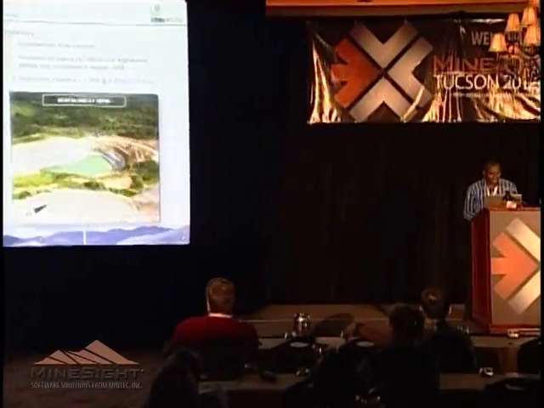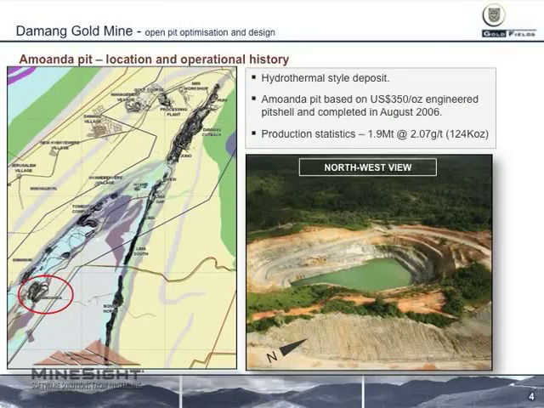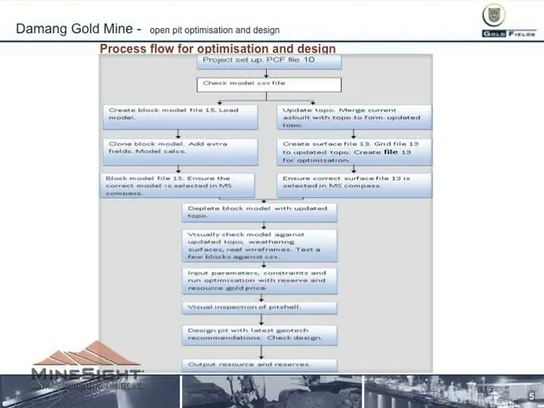The Amoanda pit is a hydrothermal style deposit. It was based on a $350 per ounce engineered pit shell, and the pit was completed in August 2006. Production statistics: we obtained about 124 kilo ounces of gold from there, 1.9 million tons of ore, averaging 2.07 grams per ton. Obviously, with the current gold price and the updated resource models, it has called for re-optimization of the pit to see what the resource or reserves would be like.